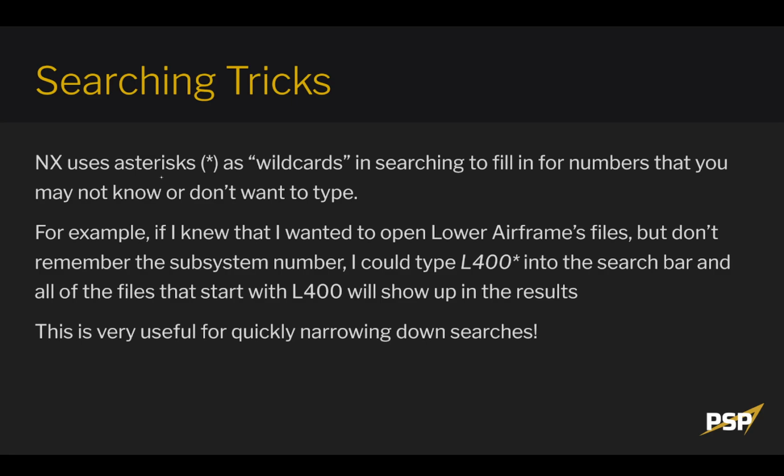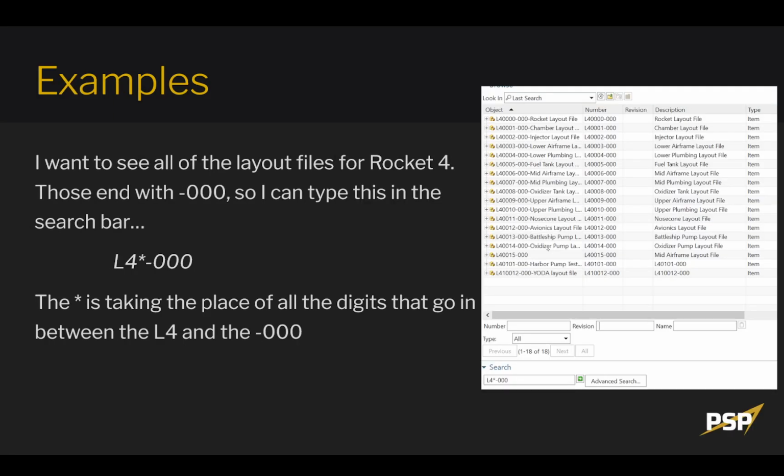Using the asterisk is very useful because it takes the place of a wildcard when you're searching. What that means, and you'll see a few examples once I pull up Teamcenter, is it will fill in the blank for any digits you either don't want to type or you don't know the specific numbers for. I'll let you read the rest of this for a second, and then I'm going to pull up Teamcenter and show you a few examples. But it's a very useful tool, and I use it pretty much every time I type into the search bar.